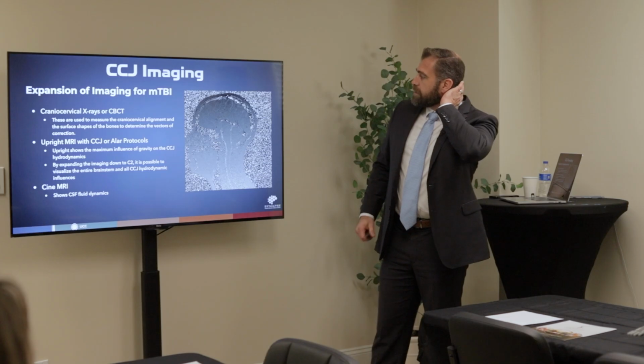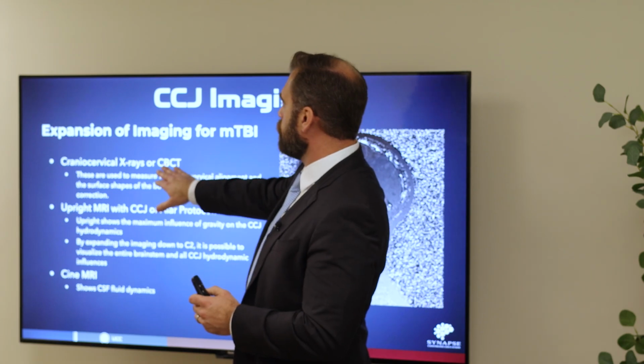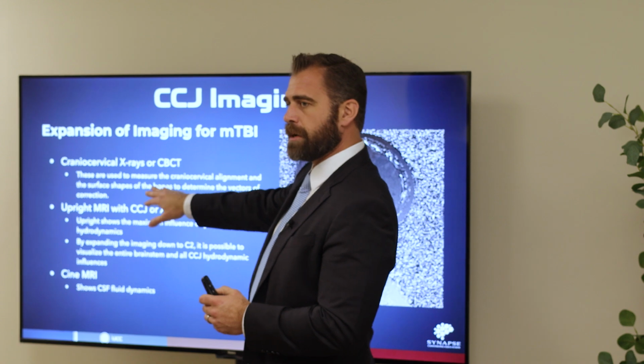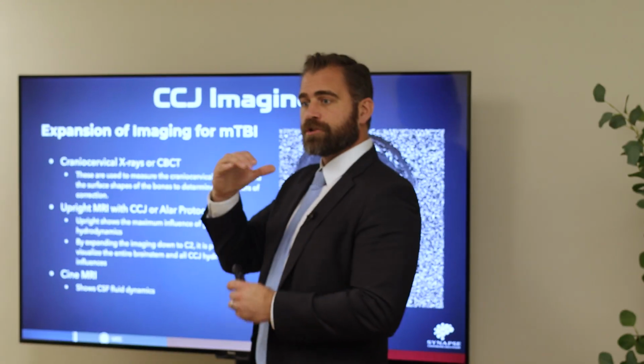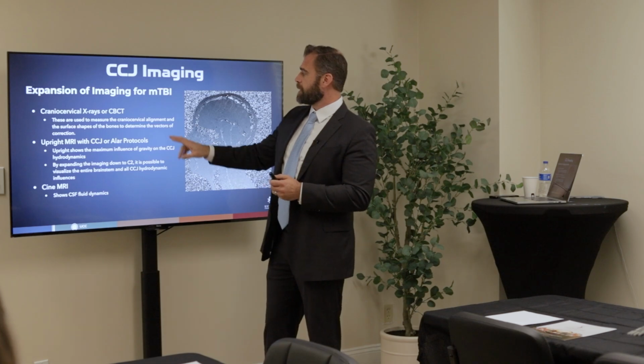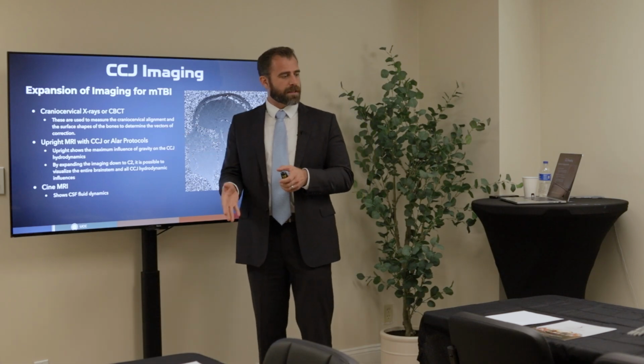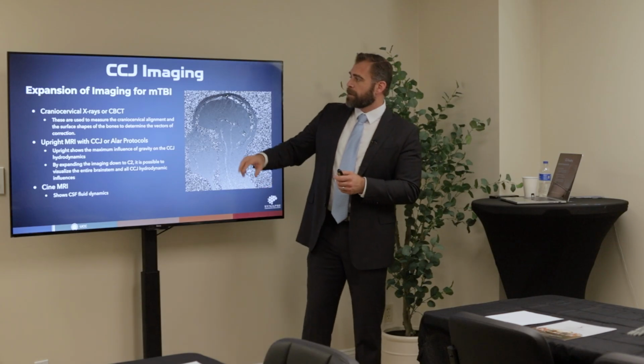CCJ imaging, these are recommendations, but craniocervical x-rays or cone beam CT, they're used to measure the craniocervical junction. It measures the shapes of the bones and where they're positioned in relationship to one another, and it helps us get vectors, basically angles, to correct them accurately.